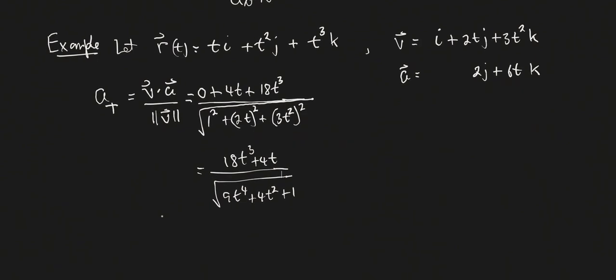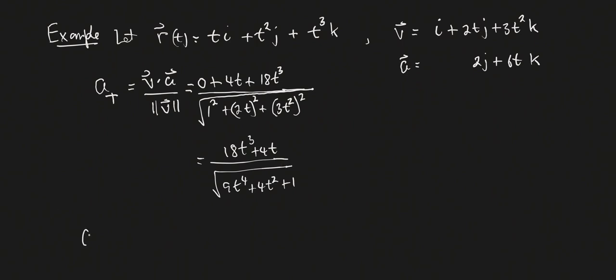Let's do the same and compute a sub n, the normal, so this is the scalar normal component of acceleration. So this is the magnitude of v cross a over the magnitude of v. So here we have to do our cross product and then find the magnitude. So let's do our cross product off to the side here. So we have our vectors.